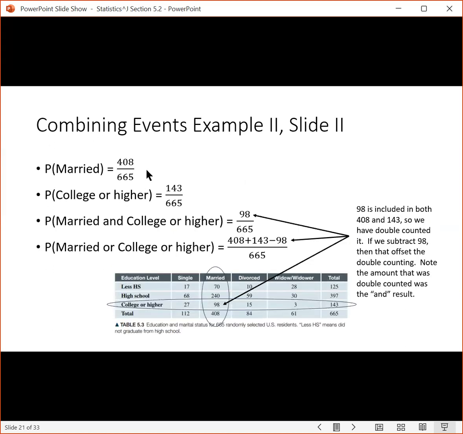All right, and we can see those results here, 408 out of 665, 143 out of 665, then the 98 out of 665, and then the 408 plus 143 minus the 98 that we double counted, which is what I wrote over here off to the side to explain that.